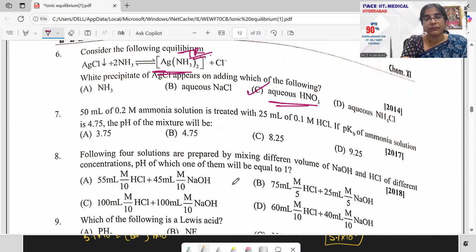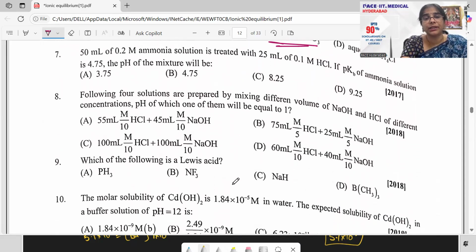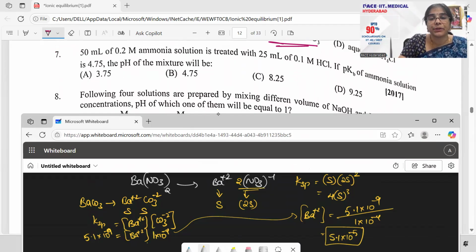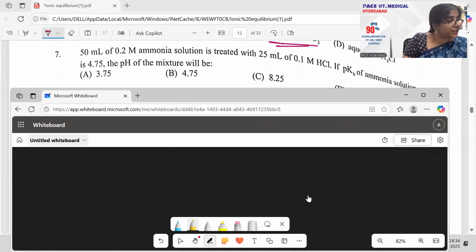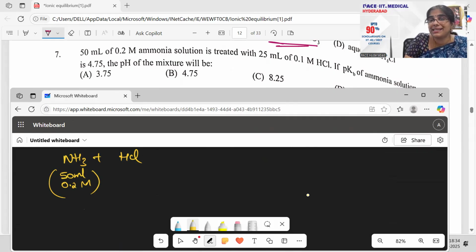Next, moving on. 50 ml of 0.2 molar ammonia solution is treated with 25 ml of 0.1 molar HCl. So let me use the board for this, because this is reaction oriented. Let us first write down what is given to you. Ammonia, what is ammonia? NH3. And then it is treated with HCl. How much ammonia? 50 ml of 0.2 molar ammonia treated with HCl. How much is HCl? 25 ml of 0.1 molar HCl is given to me.